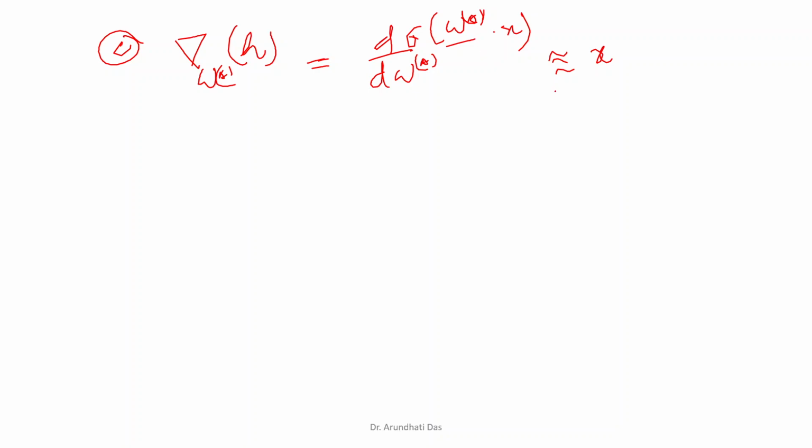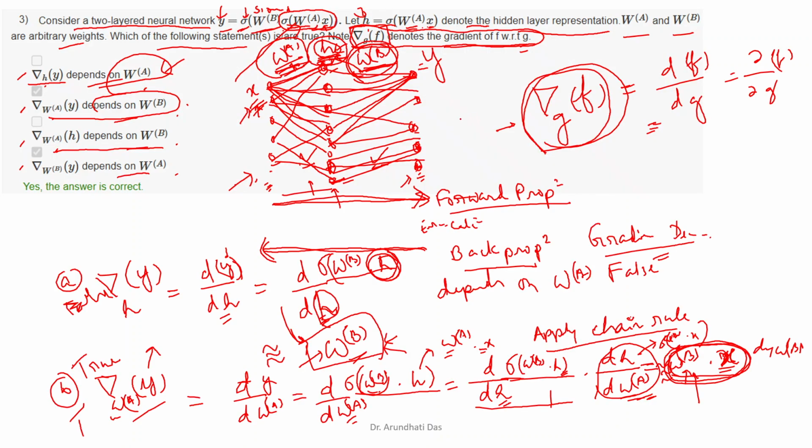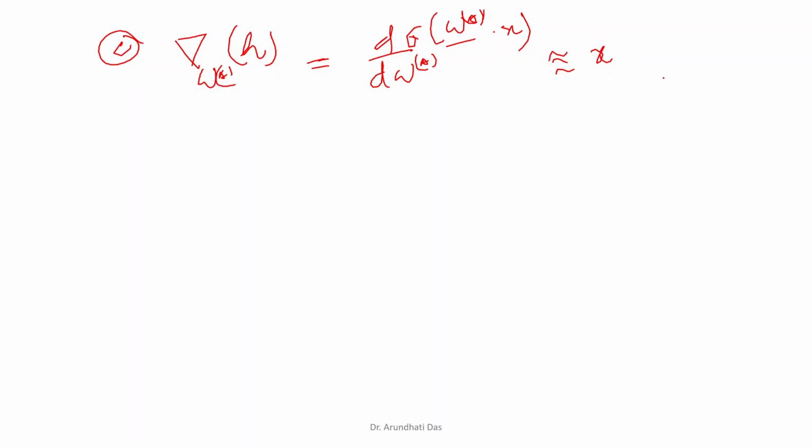Now, if we go back, the question is asking whether this third gradient depends on WB. But you can see that the result is not having any term including WB. So this is again false.